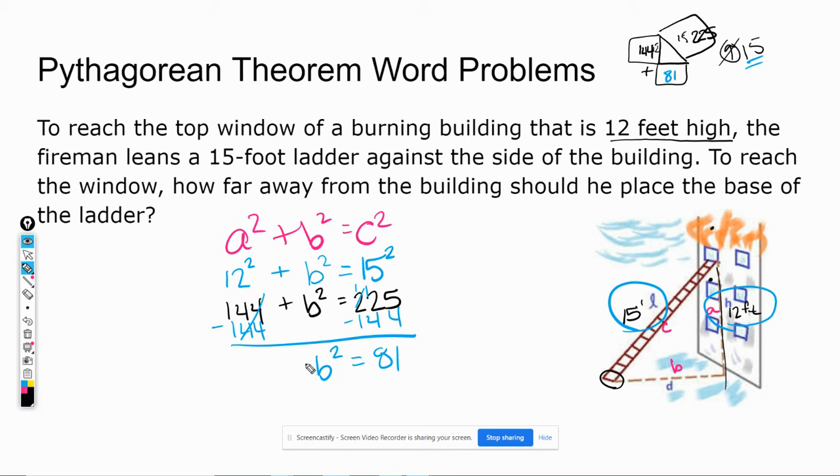I hope you took the square root and you remembered that 9 times 9 is equal to 81, and I can put my 9 in here. This is 9 feet away, and that makes a lot of sense to me. 9 feet, 12 feet, 15 feet, they do seem to work together. So it is 9 feet away.